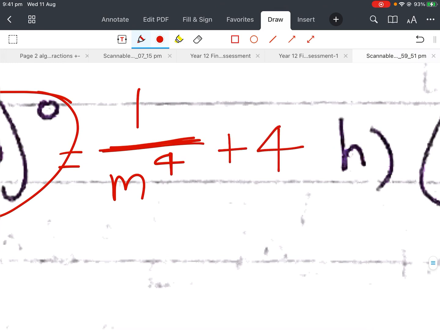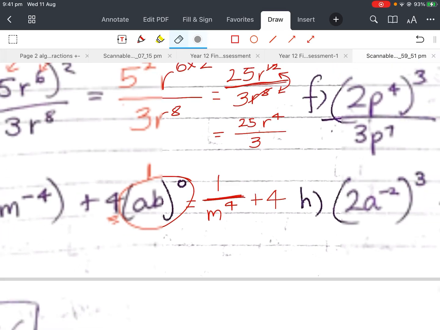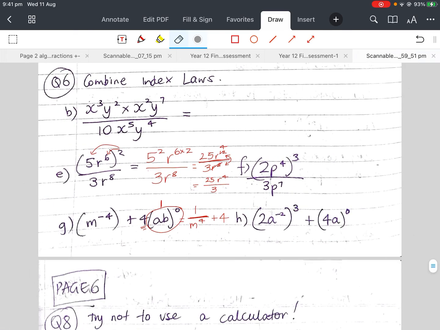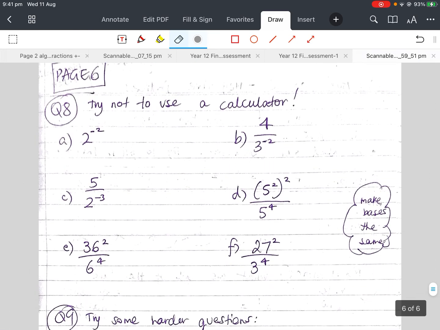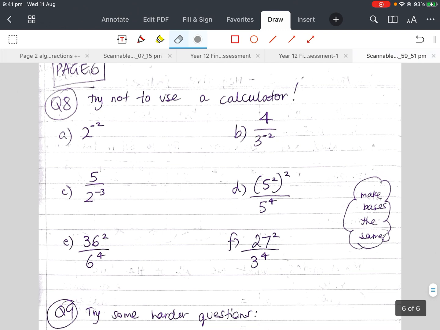Do they have the same denominator? Normally 4 on its own is 4 over 1. No, they don't. So your answer is just 1 over m to the power of 4 plus 4. Right, yes, I know they don't make any sense at all, but they're just practice. Can you try F and H? I'm going to go over the rest of these so I can go to bed soon.